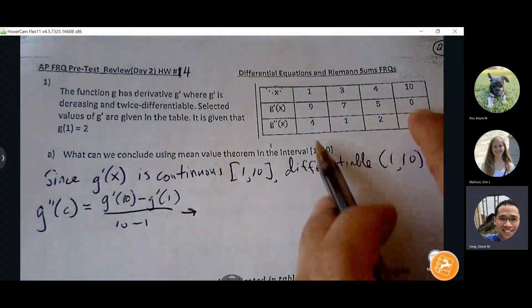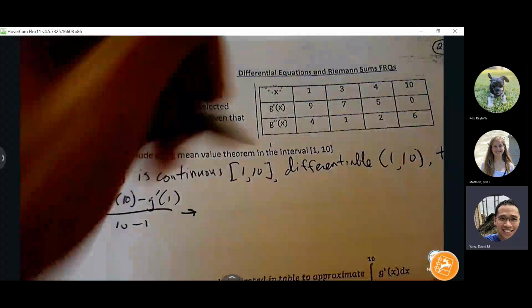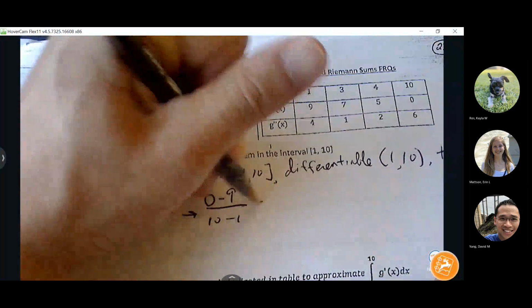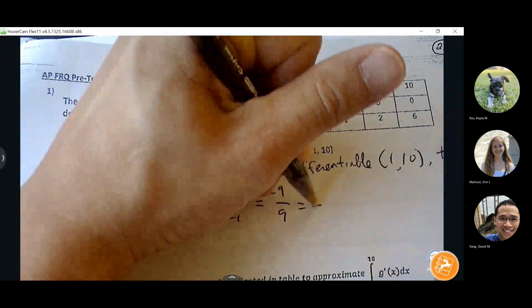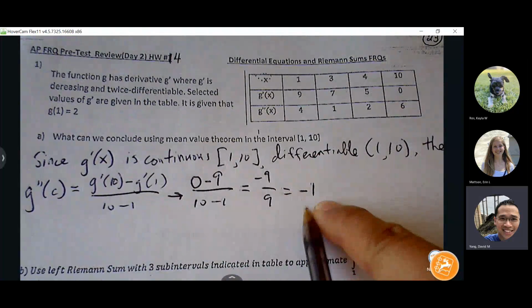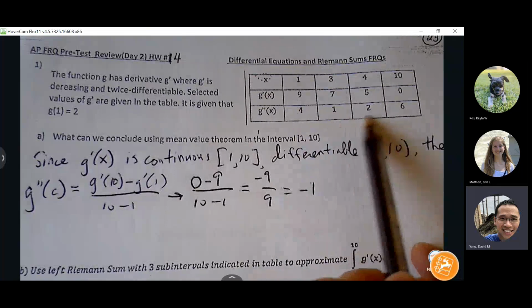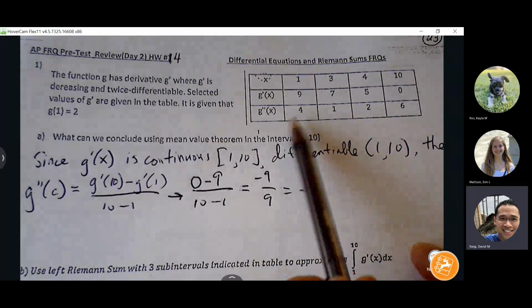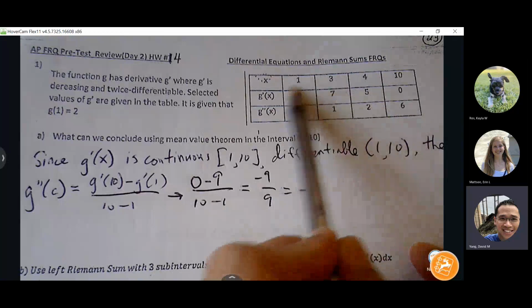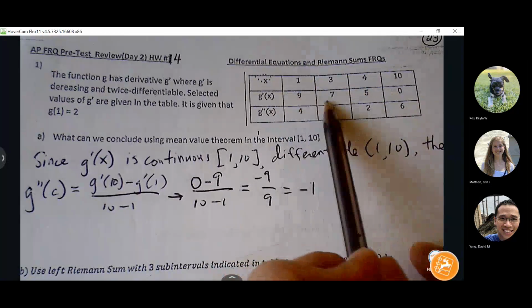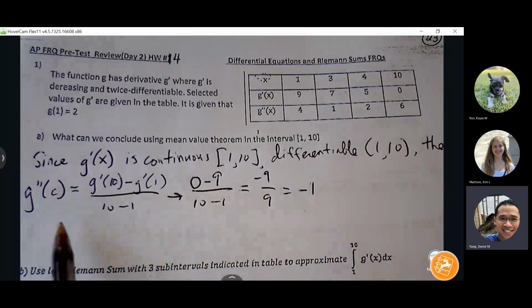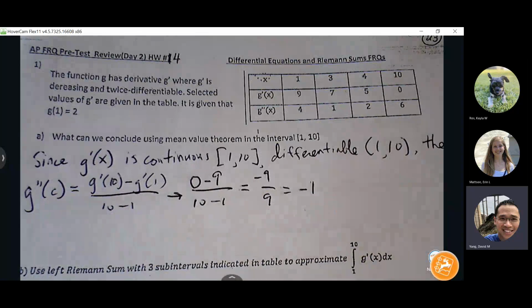G prime of 10 is 0. G prime of 1 is 9. We know that there must be a value of g double prime equal to -1, even though we don't see it on this table, right? We know that IVT is not going to guarantee a g double prime of -1 because it doesn't have to dip all the way down to that value. But by looking at the slope of g prime, we know if these two endpoints are providing a slope of -1, there's no choice but for g double prime to actually hit that -1 somewhere between.